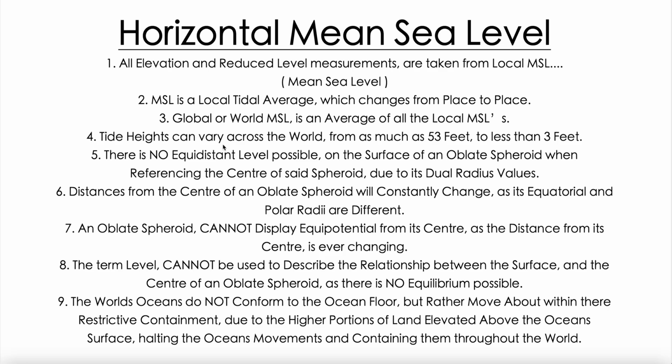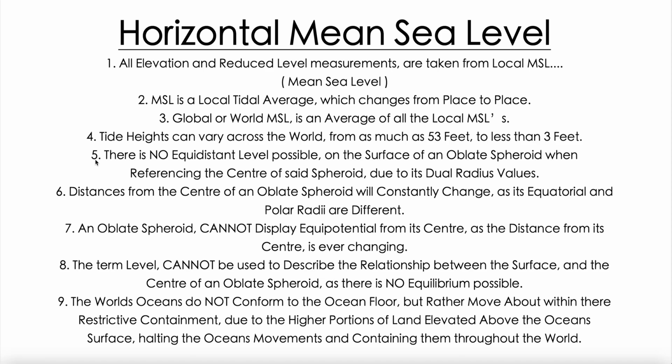Number 4, tide heights can vary across the world from as much as 53 feet, that's in Canada, to less than 3 feet, which is like the Mediterranean or somewhere like that. So places like the Maldives have a very low tide. So you have 53 feet and 3 feet. Okay, so you can have completely different tides, completely different mean sea levels, right? Due to the movement of the water and the topography of the land and how it affects it and many other things.